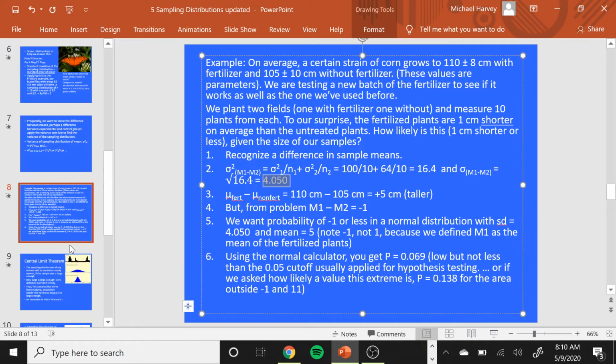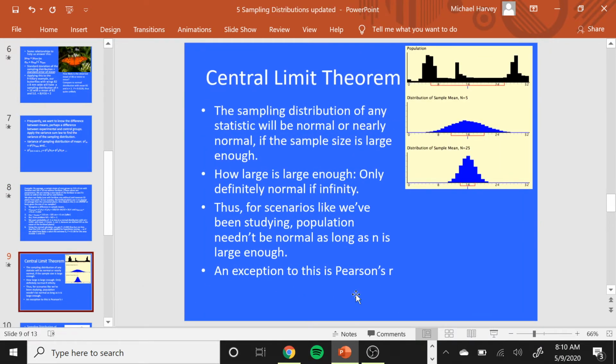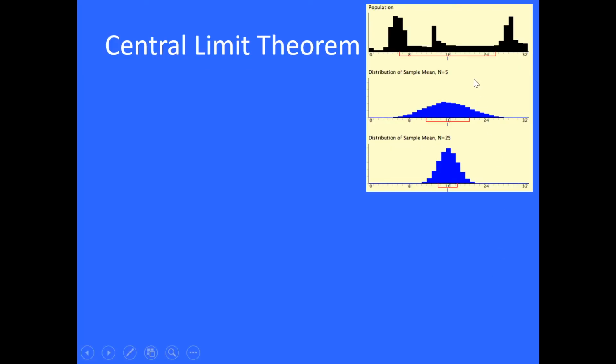Okay. Then we'll talk about the central limit theorem real quick here. Take a look at these graphs for a minute. This is actually just taken from Lane's book. So here you have a population. You see how it's not normal at all.